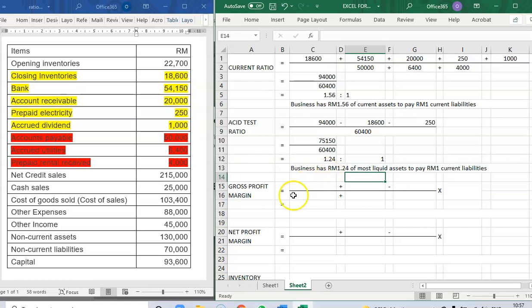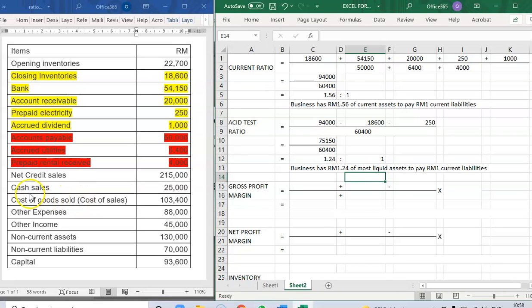Okay, next move on to calculating the gross profit margin. Here, they did not give you the amount of gross profit, but you have to remember how to get the gross profit. Do you remember how to get the gross profit amount? Okay, the formula to get the gross profit is actually the net sales deduct with cost of sales or cost of goods sold, right? That is the formula. Net sales deduct with cost of sales or cost of goods sold.